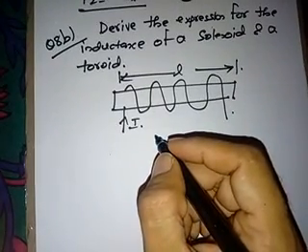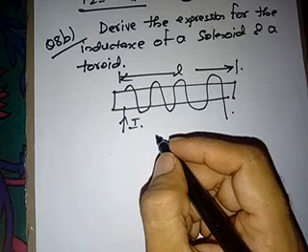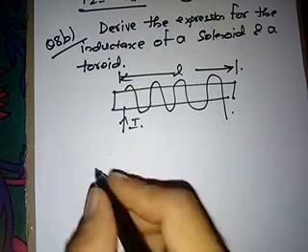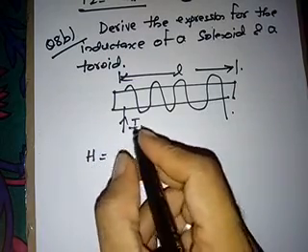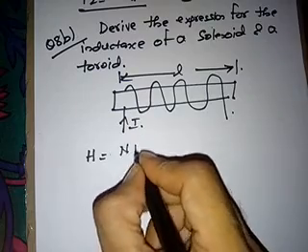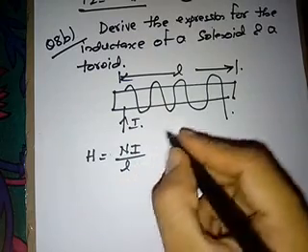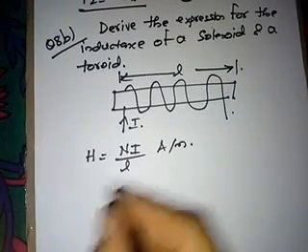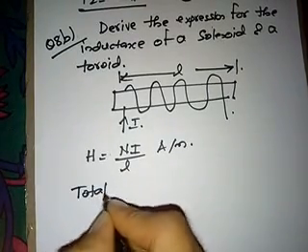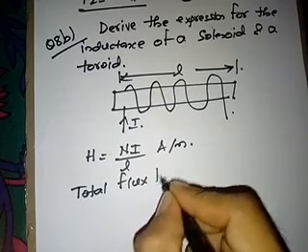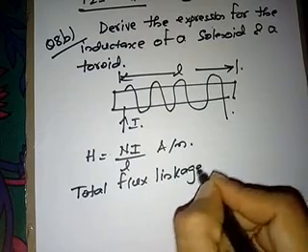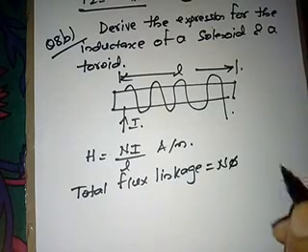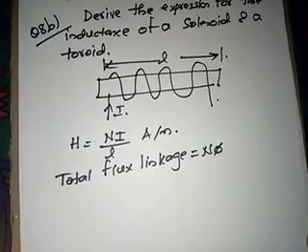So we know that the magnetic field intensity inside the solenoid is given by this. We have studied this in our first year also. H is equal to NI divided by L, ampere per meter. The total flux linkage is given by the total number of turns into the total flux. It is N into phi.